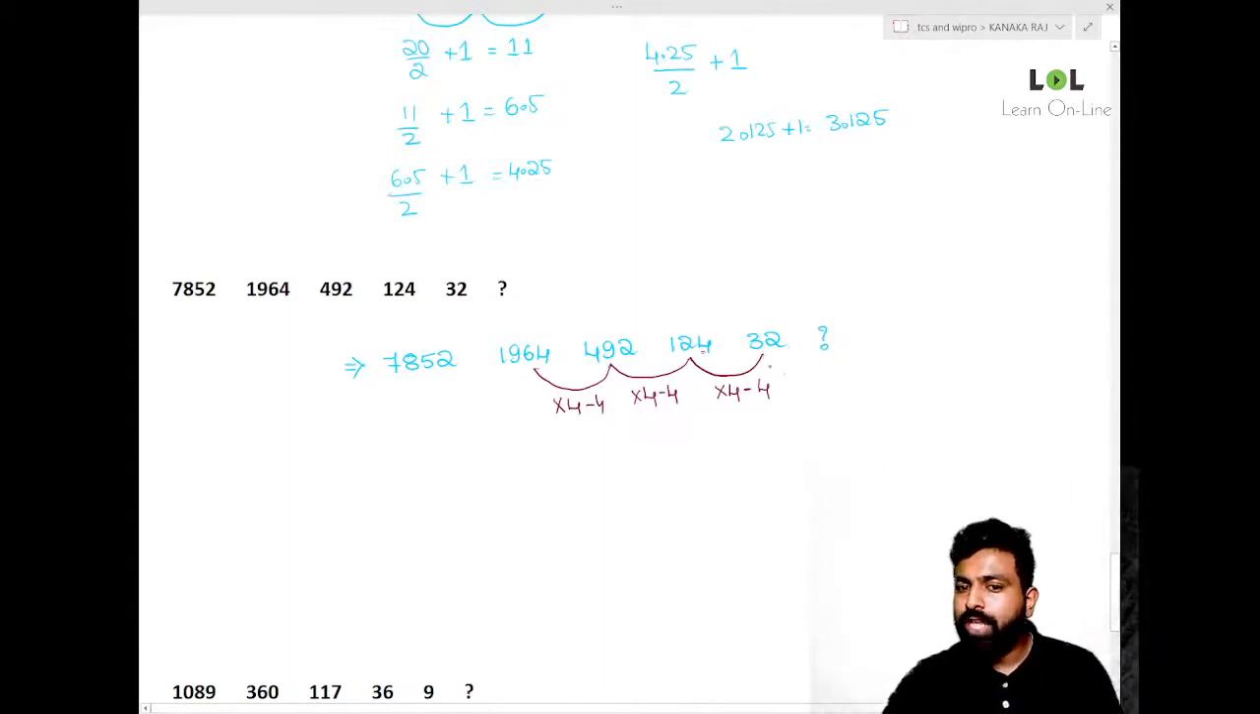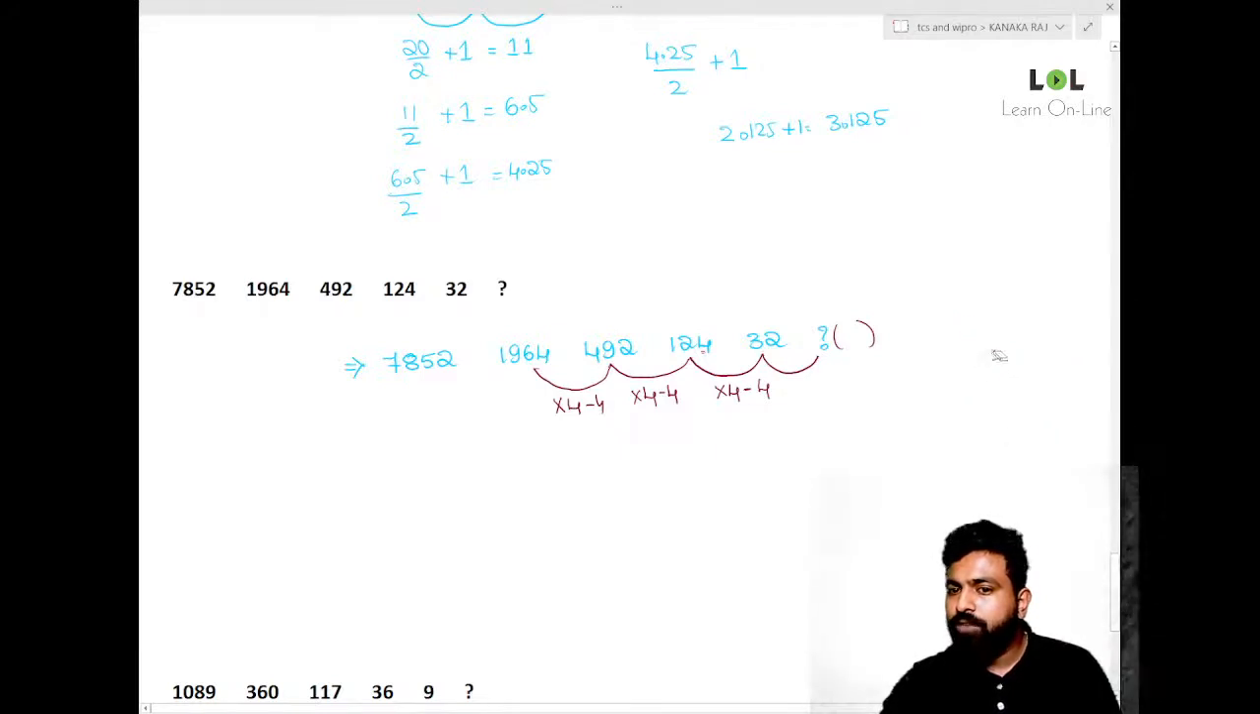So what should be your next question? The missing term here. What students generally do is multiply by 4, multiply by 4, subtract 4. So what you'll do is divide by 4. 32 by 4 is 8. You'll subtract 4 and you'll say the answer is 4. Or you'll divide by 4, you'll get 8, you'll add 4, and you'll say the answer is 12. Both of these are wrong.